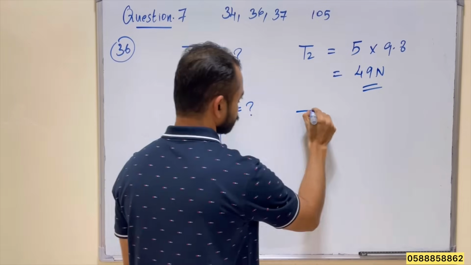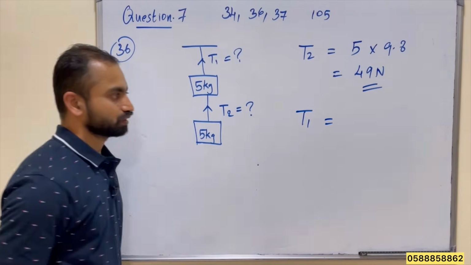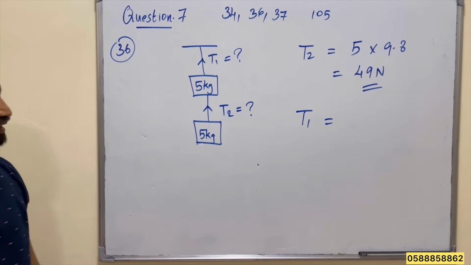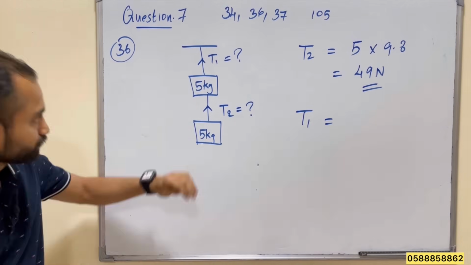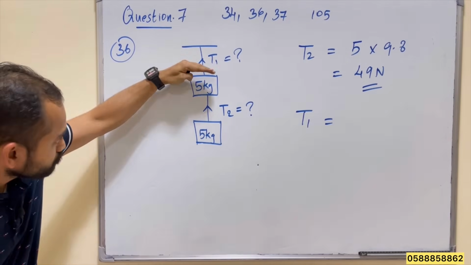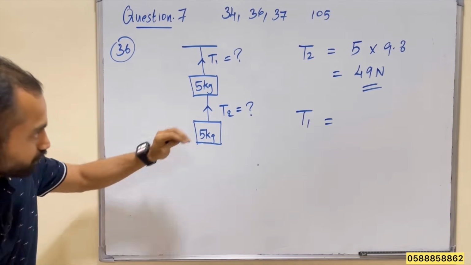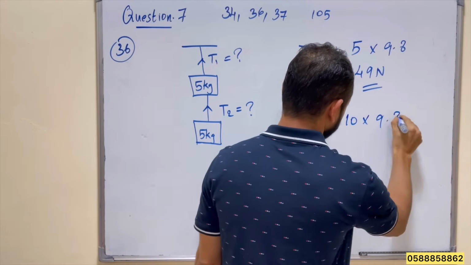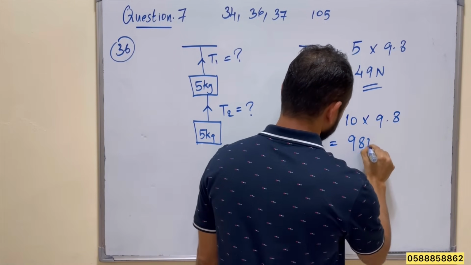T1: total mass below multiplied by 9.8. What is the total mass below? This is T1, right? This is the first rope. Total mass below 5 plus 5, 10 multiplied by 9.8 equals 98 Newton.